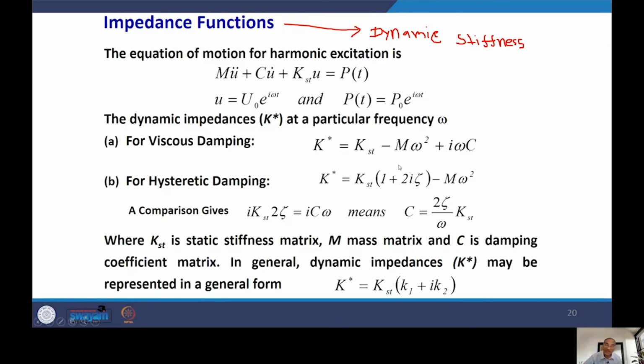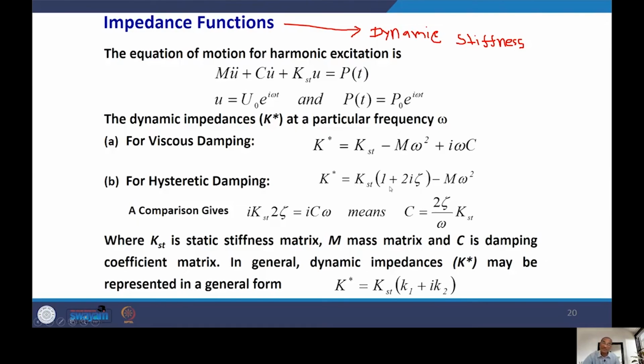Instead of viscous damping, if you are considering hysteretic damping, the effect of damping is found using what is called the correspondence principle. In the correspondence principle, the damping coefficient will be represented in terms of static stiffness. That means to find the effect of damping, you require static stiffness.